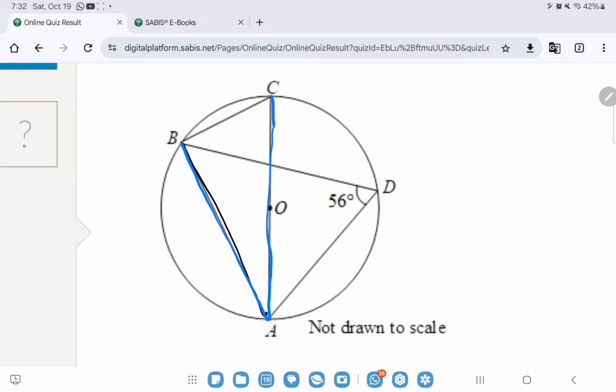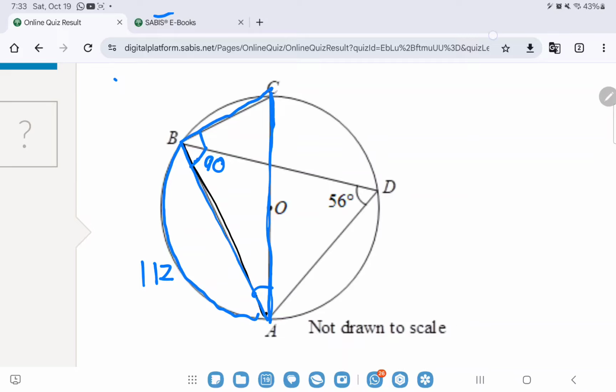So we know that this is a diameter. Since this is the diameter, this angle is 90. We know this. And since this angle is 90, if we find this angle, then we can easily find this angle. Okay, so we know that this is intercepting this arc. So if this is 56, then that arc would be 112.